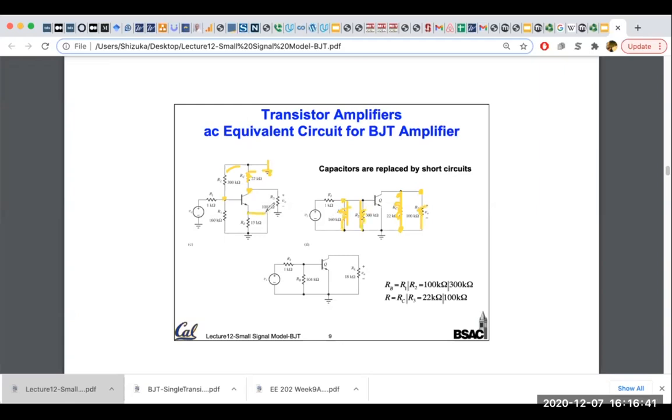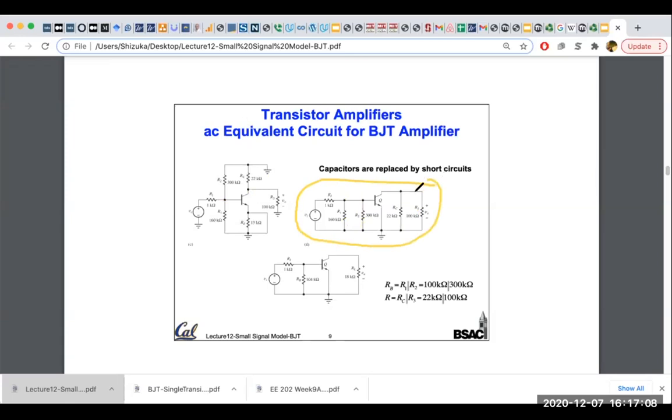This cap, because the impedance was 1 over j omega C, right? Same logic with the other caps. The cap is so big and frequency is not 0, so this goes to 0. So you lose this RE in the AC. There is no RE, as you can see. Okay? So now the circuit is this.